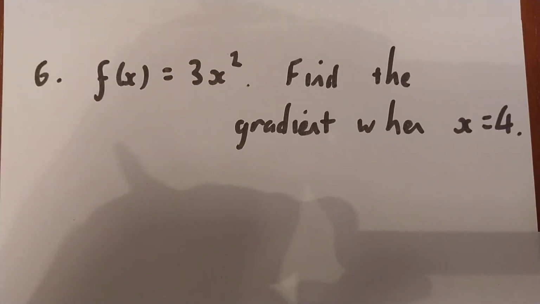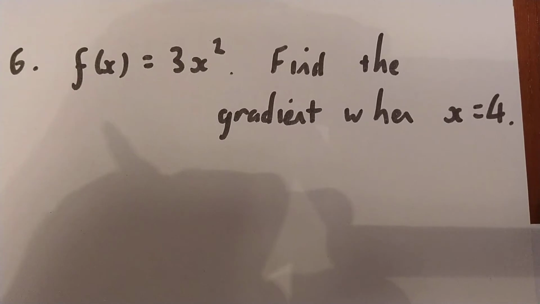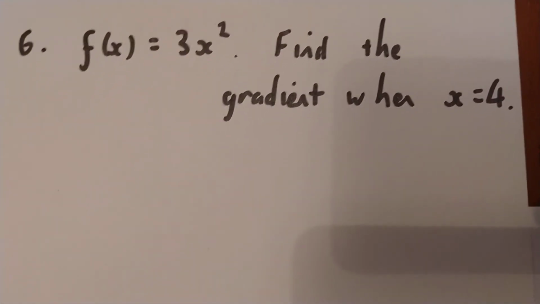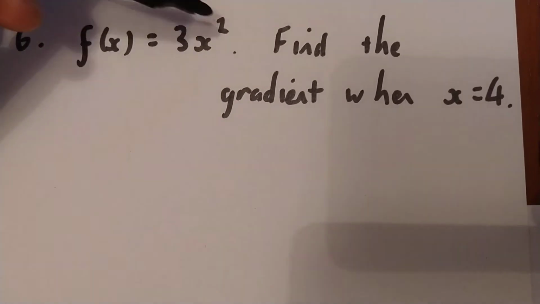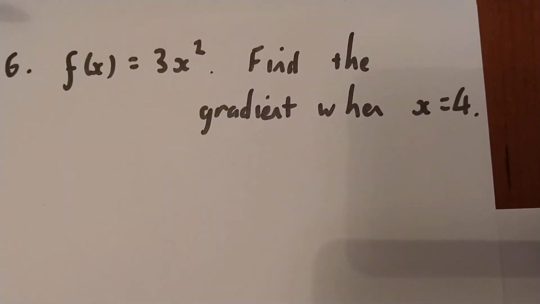Our second calculus video using differentiation to work out values. Last time we said we'd come back to question 6 on page 2 of your notes, where the question says there is a function f of x equals 3x squared. Find the gradient when x equals 4.